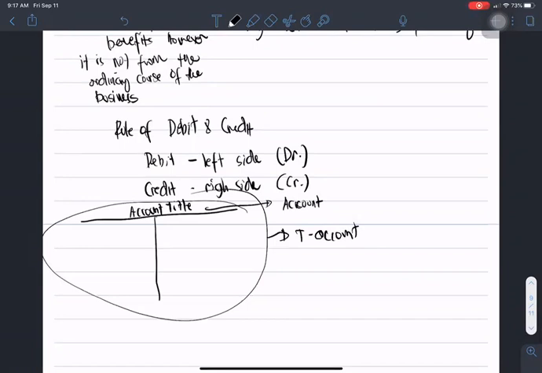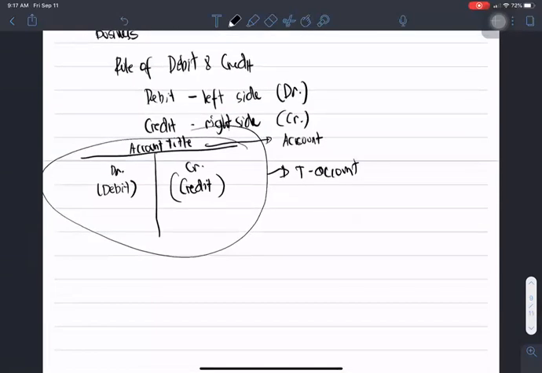And then on the left side, we say this is your debit. On the right side, we say it is credit. Okay? On the left side, it is debit. On the right side, it is credit. Always remember that debit and credit is left side and right side.